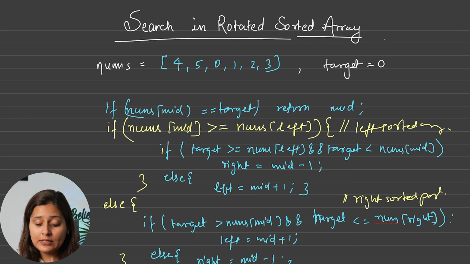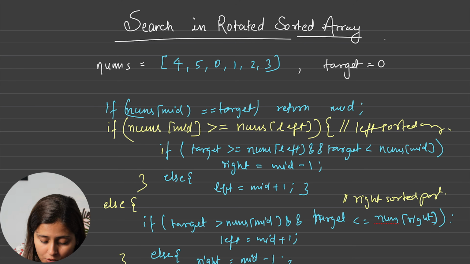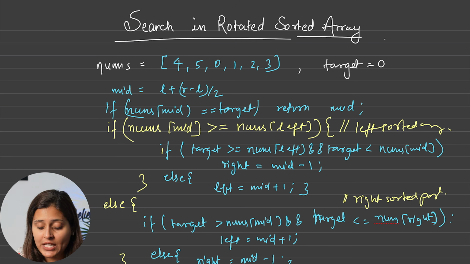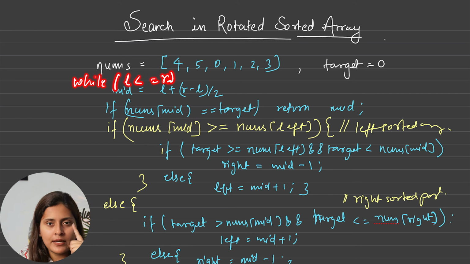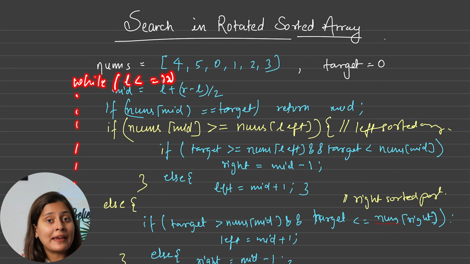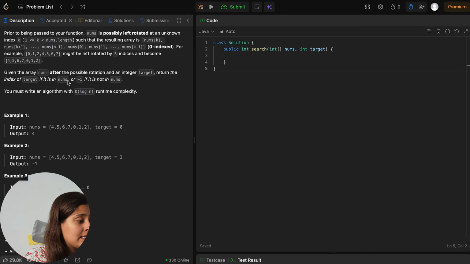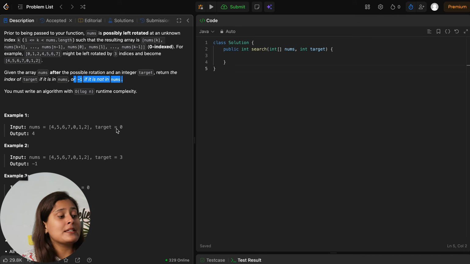Right is equal to mid minus 1, correct? Yes. So this is the total code, and because we are calculating the mid index, suppose I am calculating mid index as left plus right minus left by 2 somewhere here. So definitely our left and right pointers are changing every time, correct? So we have to put in a while loop: while left less than or equal to right. Okay, why equal to? Because even if there is one single element, I still want to check what if that single element is equal to the target value, correct? Yes. If not, then coming out of this while loop we will return minus 1, because if you see here it says return minus 1 if it is not in nums.